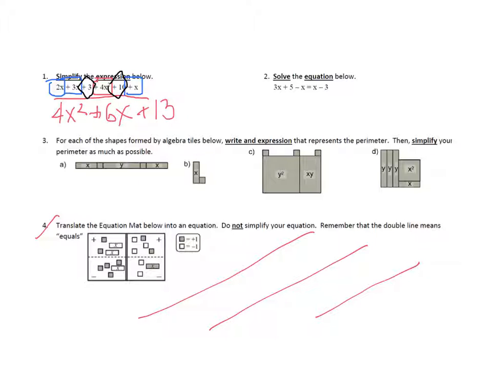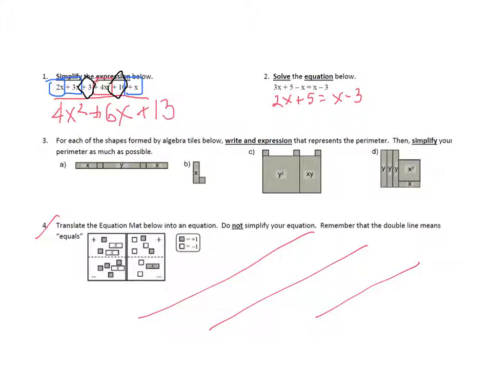Do the same for number 2. Well, actually, it's not the same. It's not simplifying, it's solving. So we've got 3x plus 5 minus x equals x minus 3. First thing I would do here is simplify my terms. I got 3x minus x. That means I've got 2x plus 5 equals x minus 3. I think from there you can handle it and figure it out.